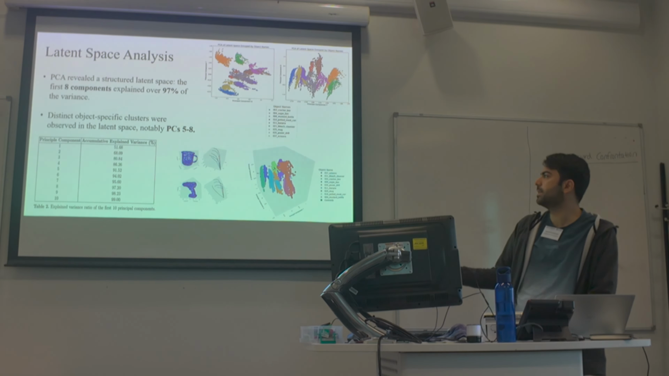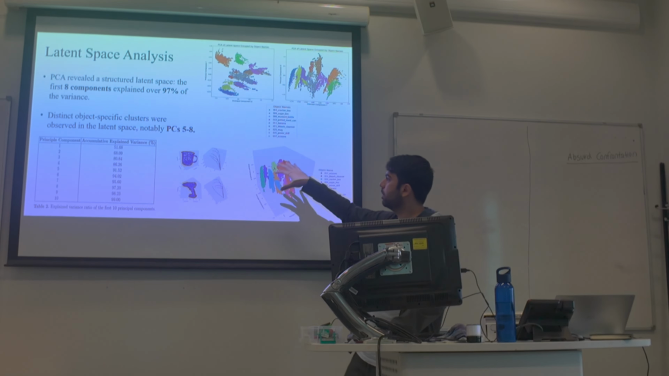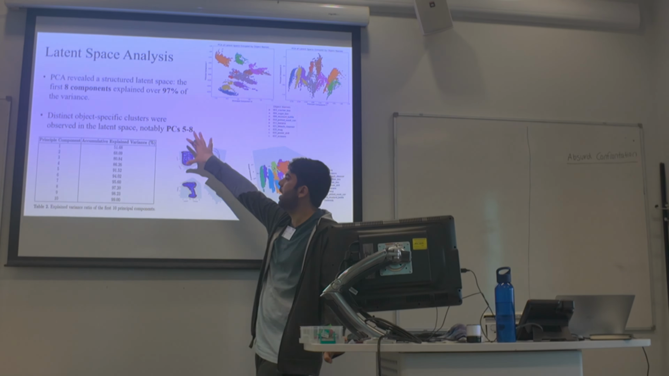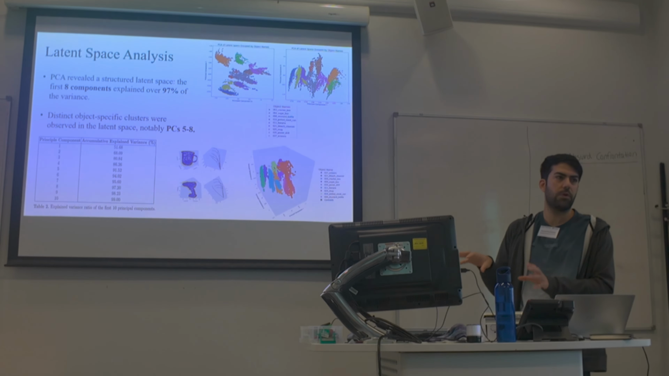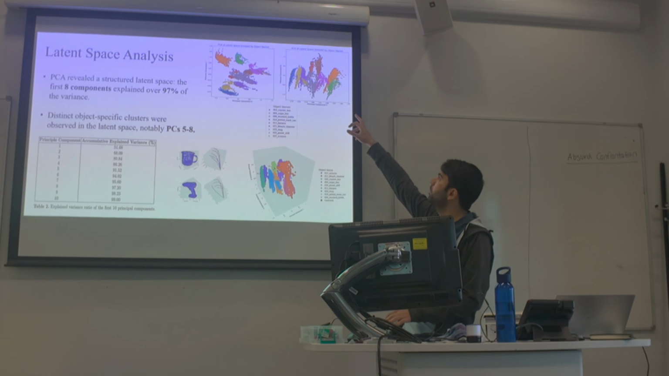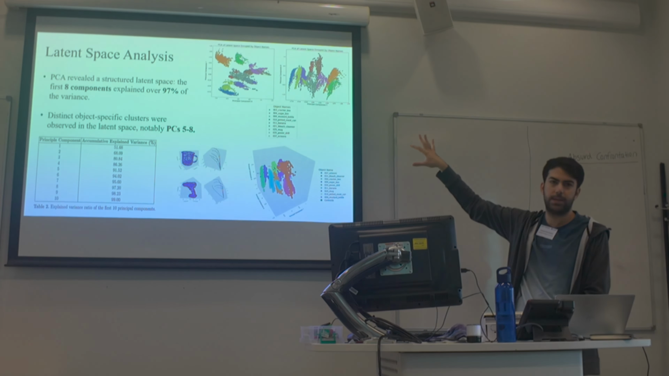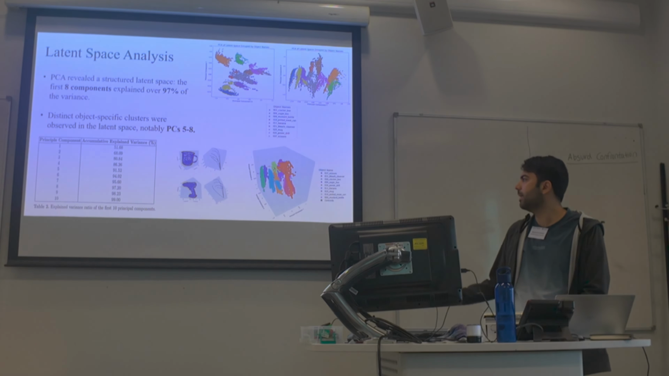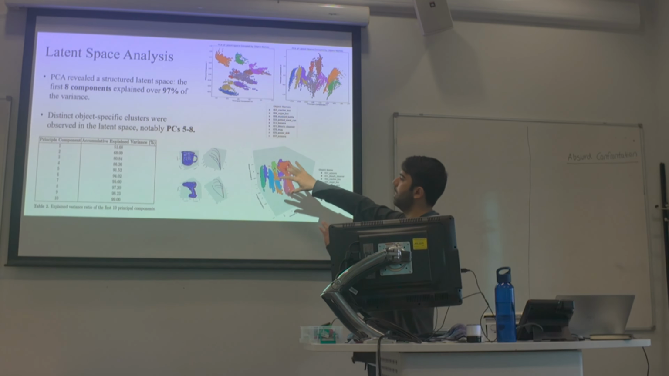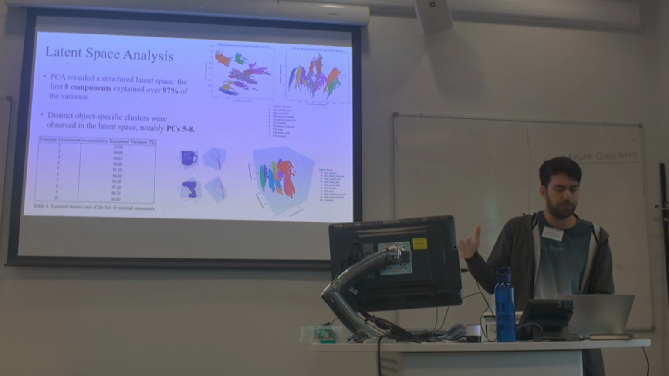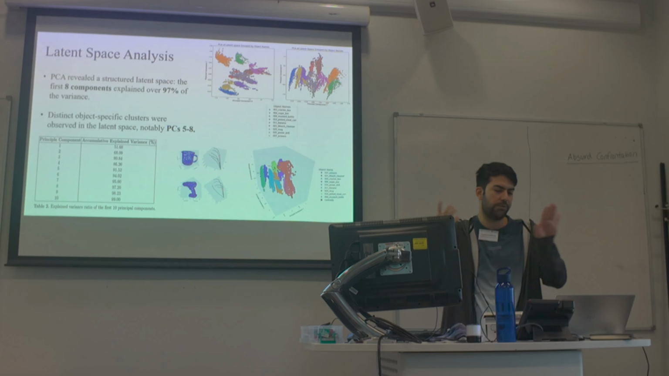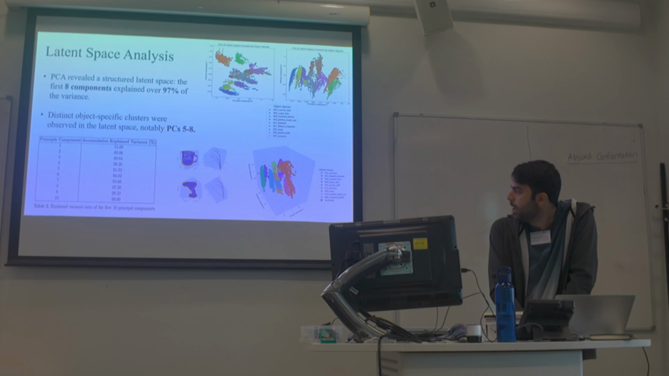And then we realized that in later principal components, specifically 5 to 8, there are distinct patterns and clusters forming in the latent space that correspond to each object, and they're separated by the object type. And then there are some overlaps between the objects that are similar to each other and would require a similar type of grasp, in comparison with the objects that are further away from each other.